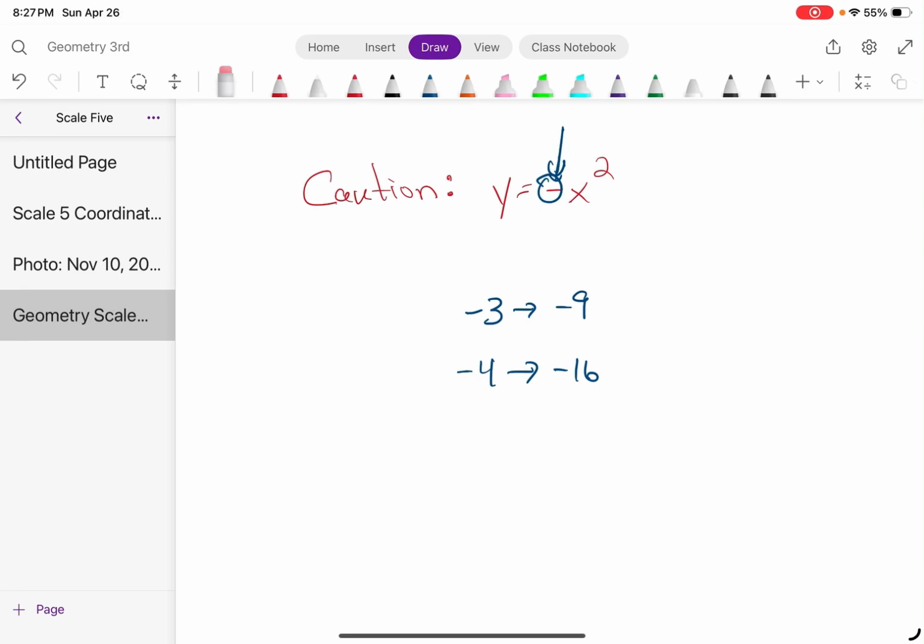If you plug in a positive number, same thing. Let's say you're plugging in +4. You're going to square it first, which gives you a 16, then make it negative. So that would also give you a -16.